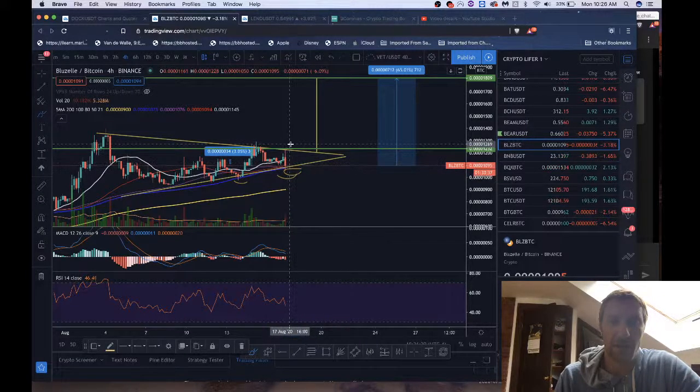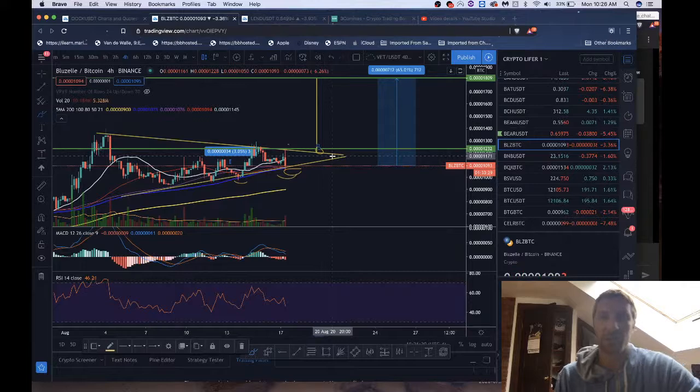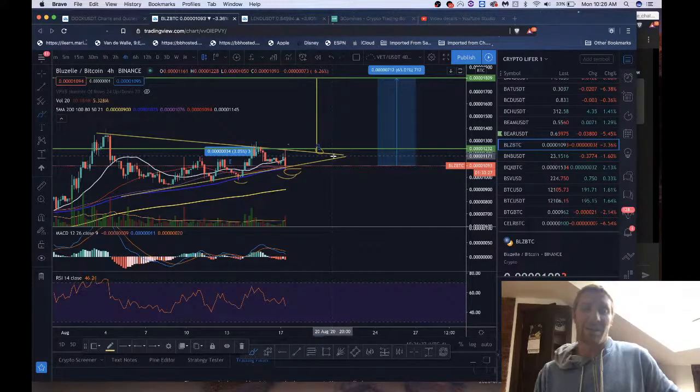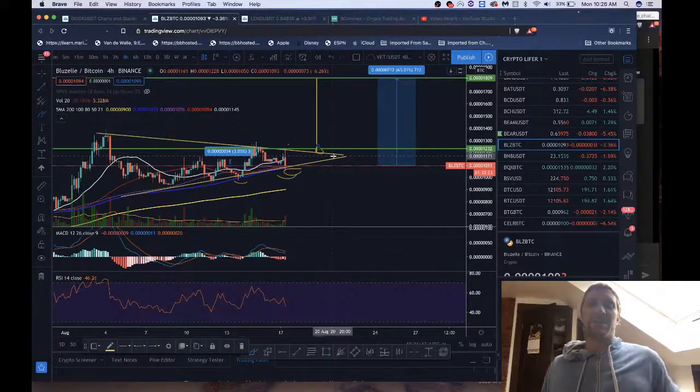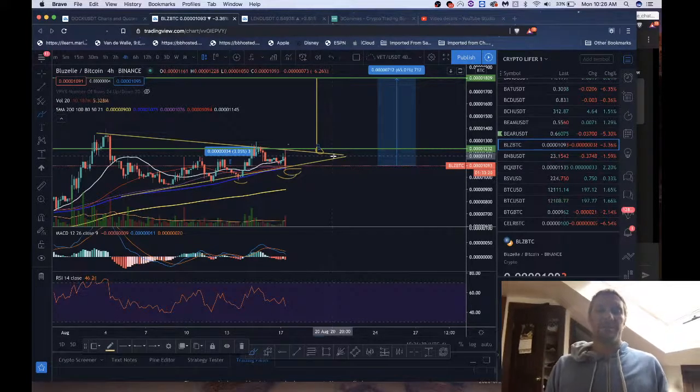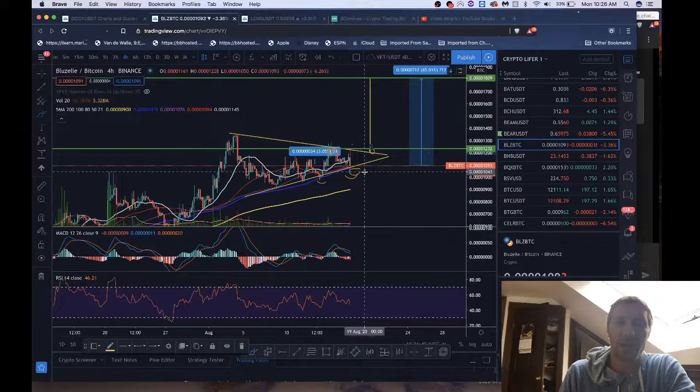You could enter here where it breaks out, or it could come up a little bit and come back down, and you could enter what's called the retest. The retest is the safest way to trade. It's hard to catch retests because they're quick, but it basically gives you the most probability of not losing any money.